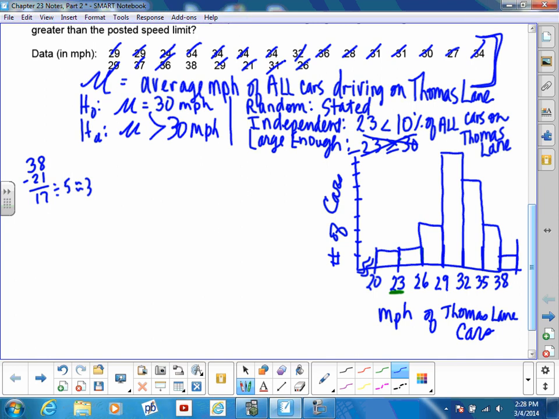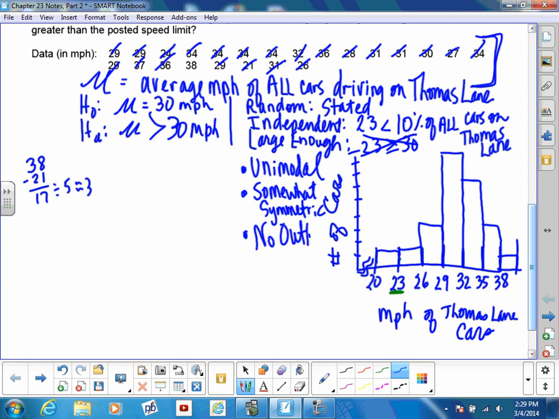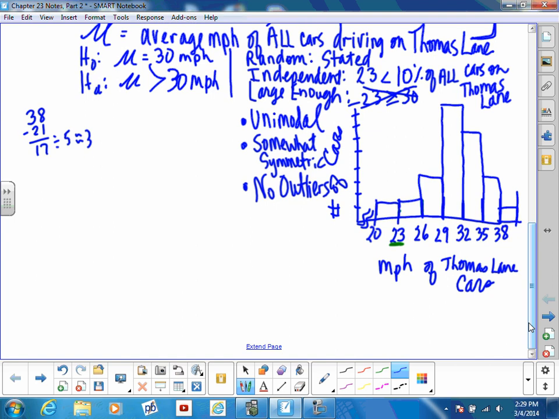All right. So what could you say? Do you think that your mean is going to be significantly affected by the shape of this data? I think, and you have to notate to the reader, that this looks pretty unimodal, and this looks somewhat symmetric. And there does not appear to be any outliers. No outliers. So I'm feeling good about this data. I don't think it's crazily impacting the mean that I have to worry.